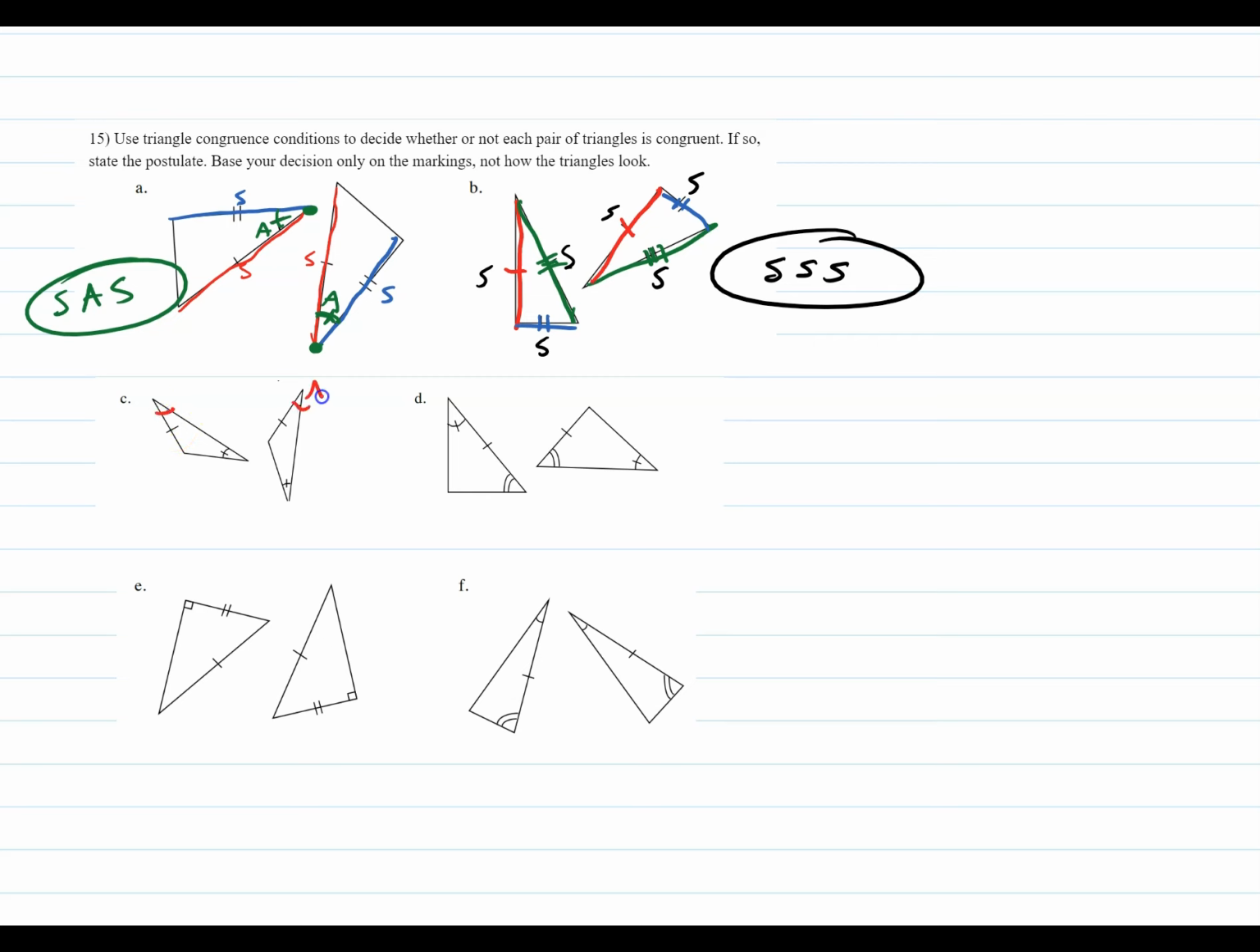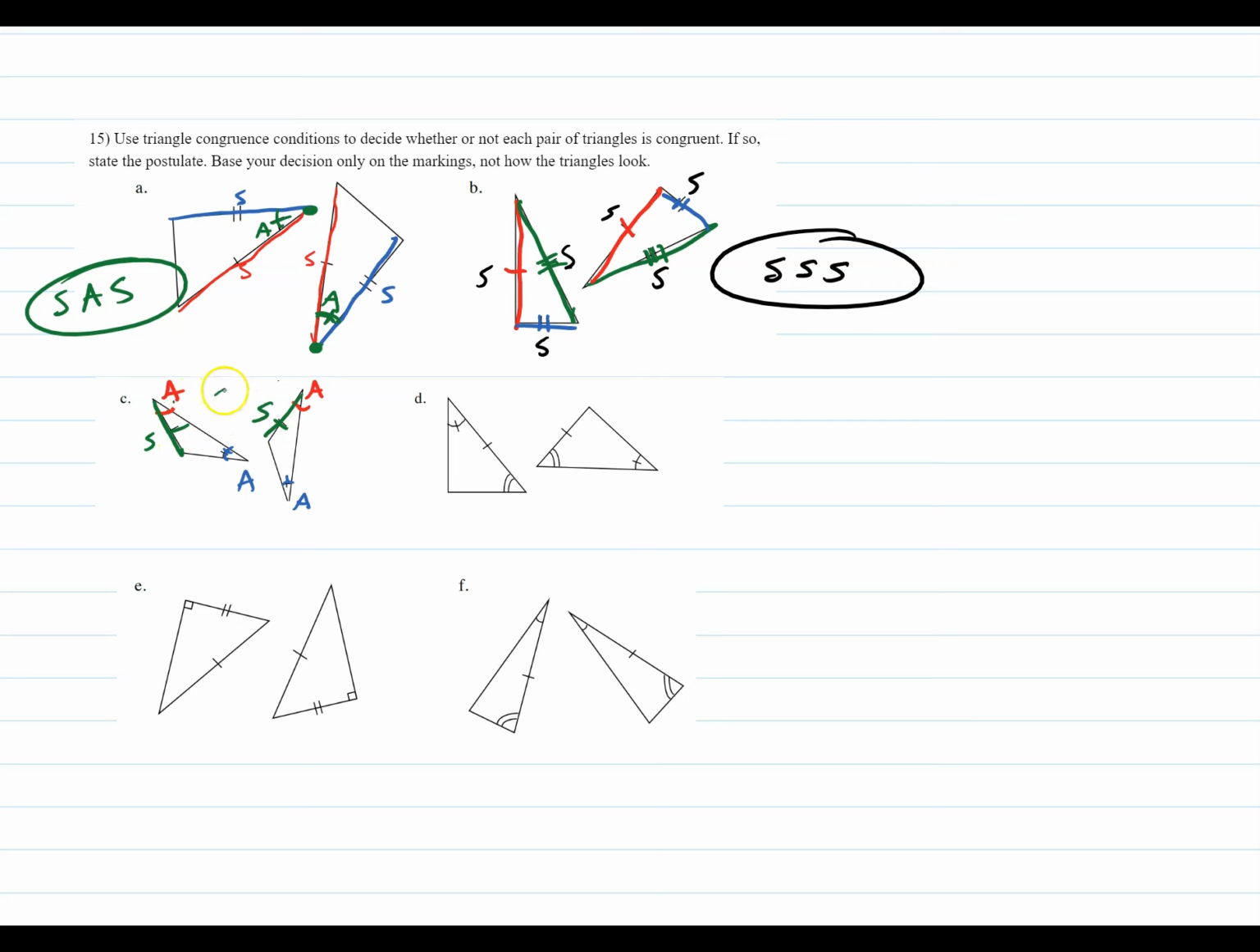These two angles are matching. And then this one's kind of weird. These two angles are matching. It has a tick mark. This one doesn't have a tick mark. And then the side is matching. So we have an angle, and a side.